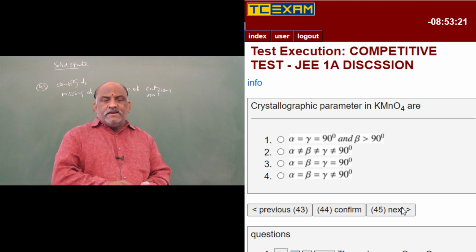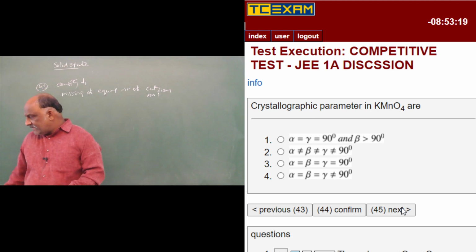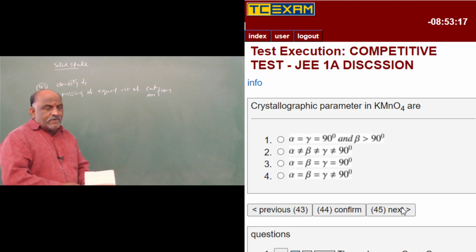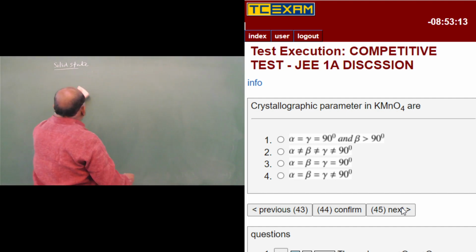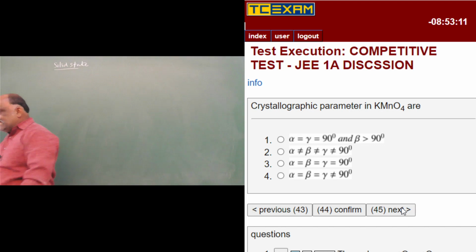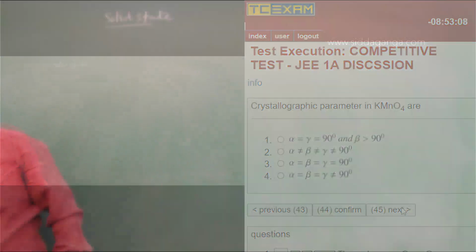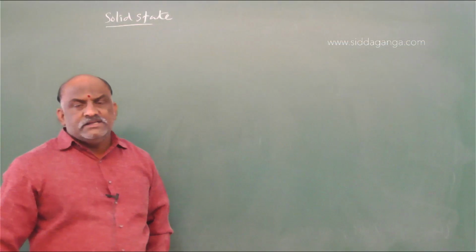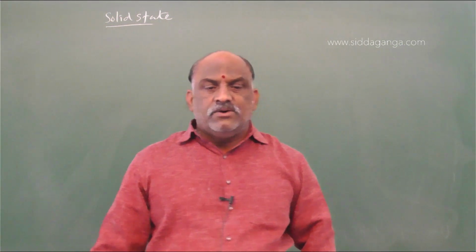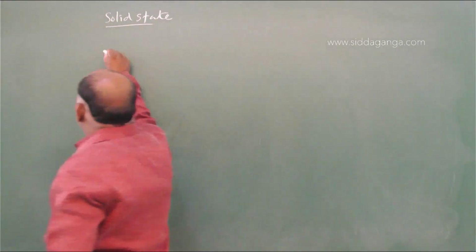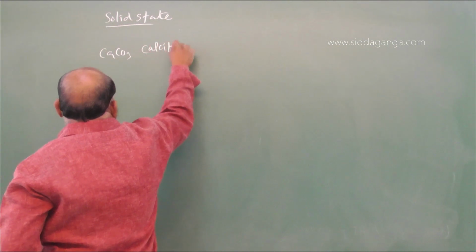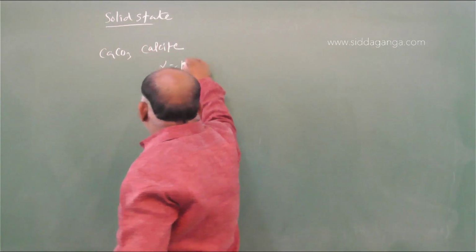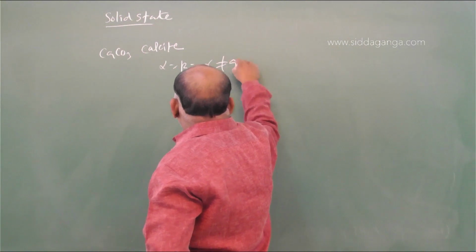Crystallographic parameter in CaCO3. This is very, very important. In the textbook it was there. CaCO3 is called calcite. In this calcite, alpha is equal to beta is equal to gamma not equal to 90 degrees.